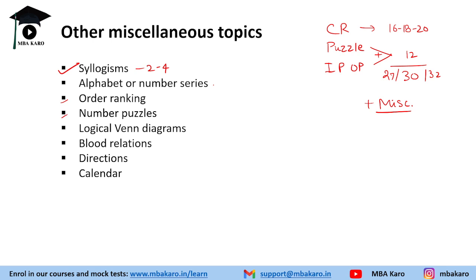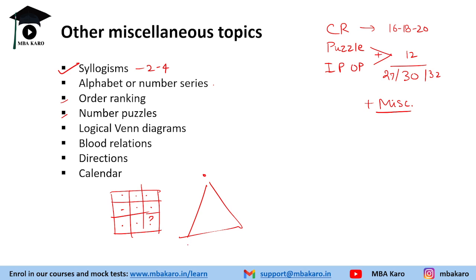Then number puzzles, where you might be given some grid and some numbers are given to us. You need to find the missing number, or it could be some triangle, with 3 numbers mentioned over here. You need to find the fourth number based on a couple of triangles. So they give you all the numbers here, and you need to find the answer using the same logic. So number puzzles is more likely.